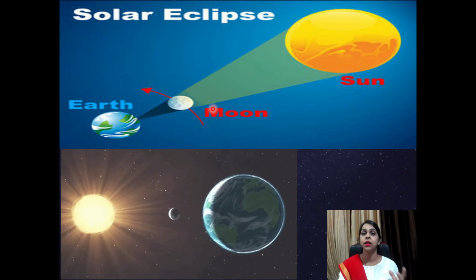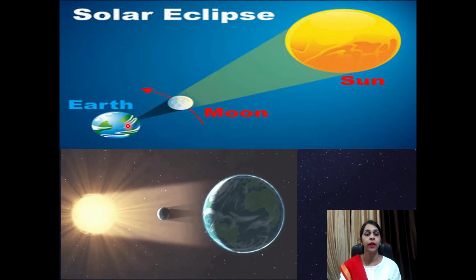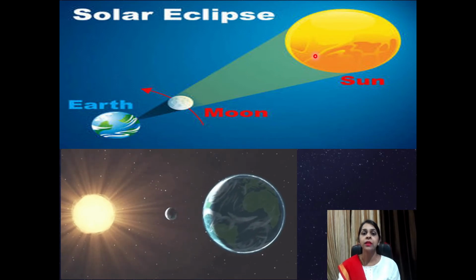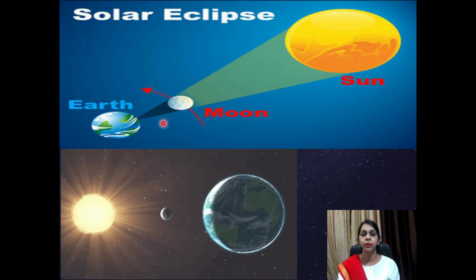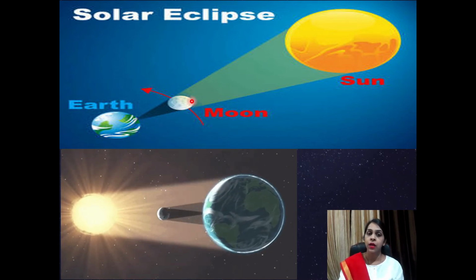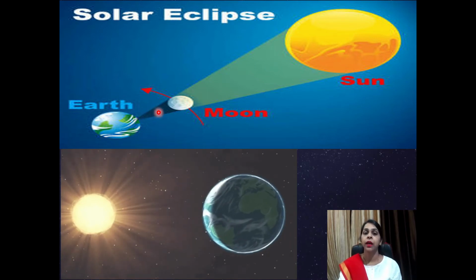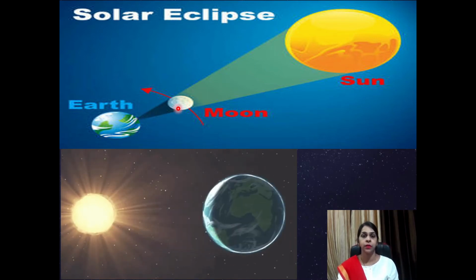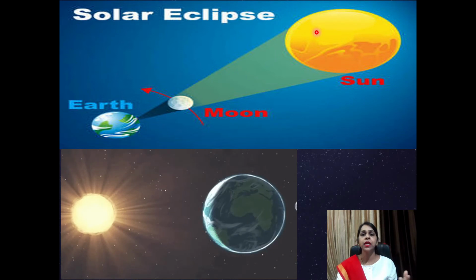Solar eclipse is the condition when the moon comes between the sun and the earth. As we can see in this animation, between the sun and the earth comes the moon. So the shadow is here, then it's called a solar eclipse. There are 2 types of solar eclipse, total and partial. They are very easy topics.